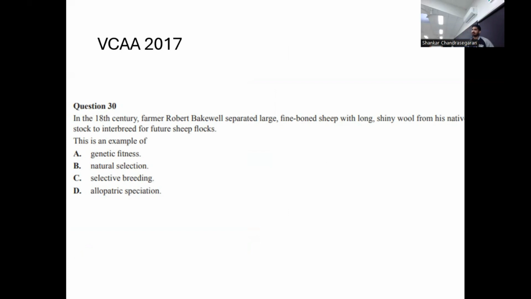In the 18th century, farmer Robert Bakewell separated large, fine-boned sheep with long, shiny wool from his native stock to interbreed for future sheep flocks. This is an example of, I mean, the answer is kind of obvious at this point. Yeah. So keywords here, right? He separated two populations, and he interbred the specific ones. That means it is selective breeding.